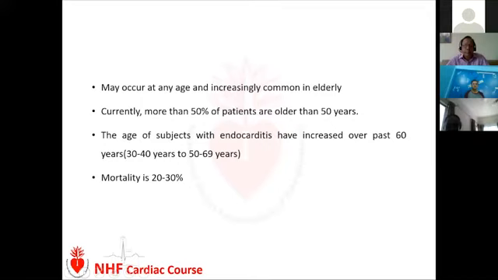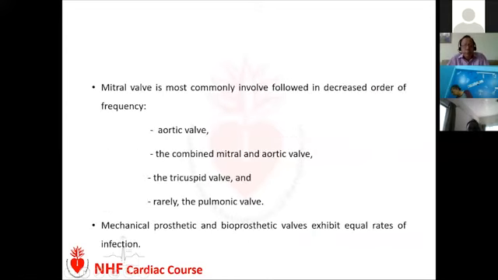The age of the subjects with endocarditis has increased over the past 60 years. Before 1940, mean age of onset was 30 to 40 years, but it has moved up, and in the present era, the mean age of having this infection is 50 to 69 years. Mortality rate is 20 to 30%. Mitral valve is most commonly involved. Then, in decreasing order of frequency, aortic valve, combined mitral and aortic valve, tricuspid valve, and the pulmonary valve is rarely involved. Mechanical, prosthetic, and bioprosthetic valves exhibit similar rates of infection.